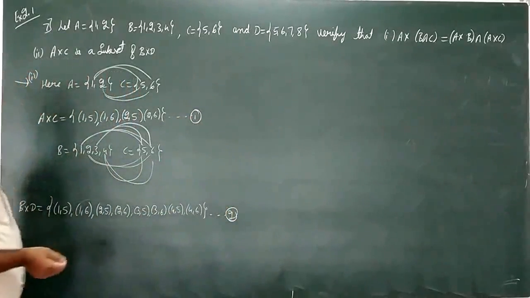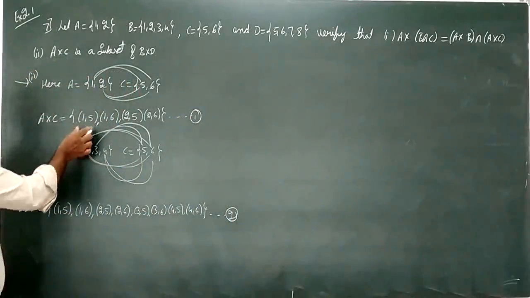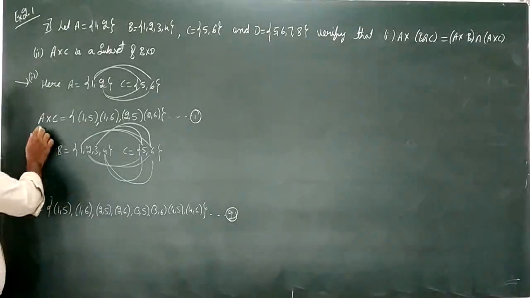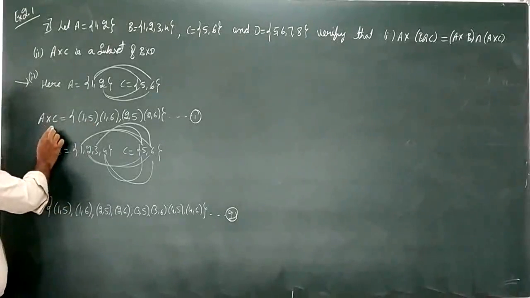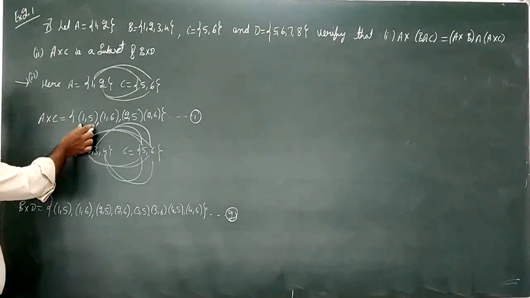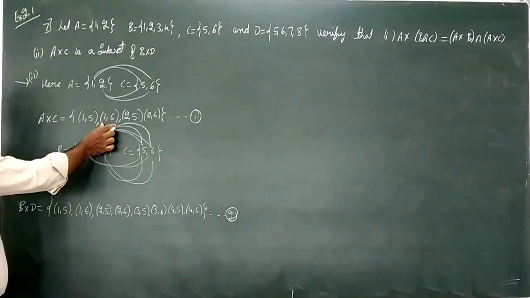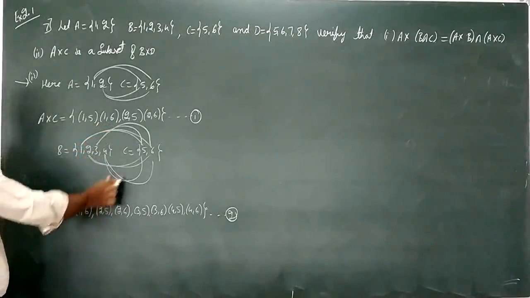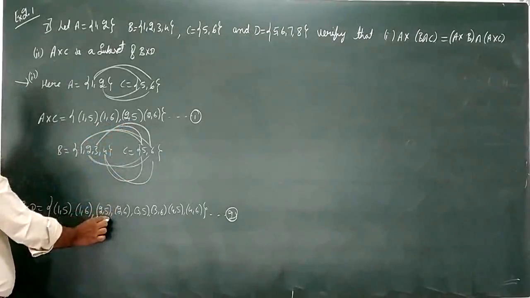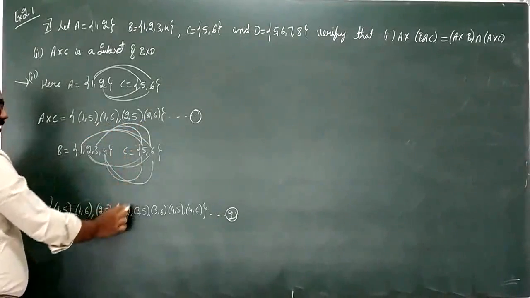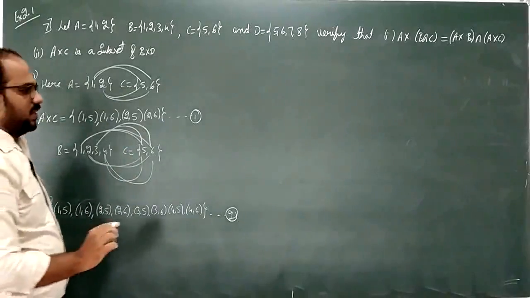Now compare: the ordered pair 1 5 is present in the Cartesian product of A and C. Here also 1 5 is there. Next 1 6 is there, here also 1 6 is there. Here 2 5 is there, here also 2 5 is there. Here 2 6 is there, here also 2 6 is there.